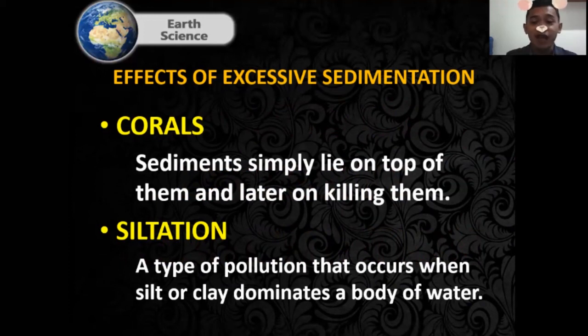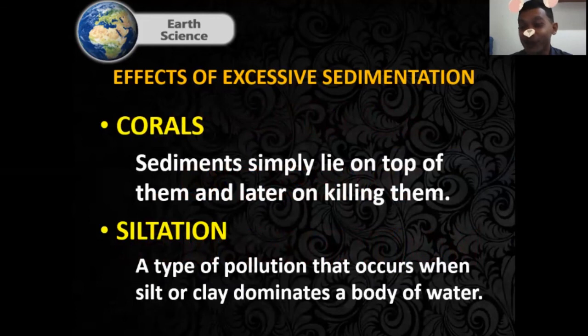Right? So siltation again is a type of pollution that occurs when silt or clay dominates a body of water. Waterways and irrigation canals may clog due to the large amount of silt that is present. Because it is thick. It's like washing dishes, class. If you don't remove your leftovers, the sink gets clogged. When you look at the drain, there are rice grains and crumbs. So silts and clays can cause clogs in our waterways along with your irrigation canals. Those are the disadvantages of excessive sedimentation.